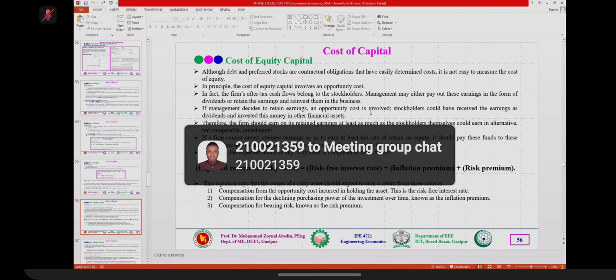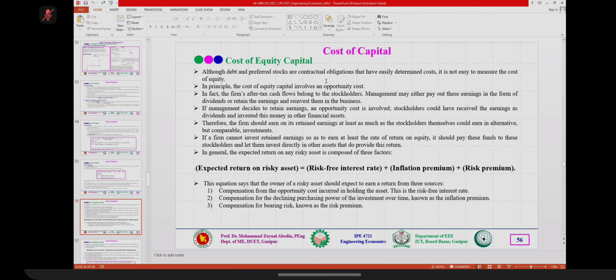Another term is the cost of equity capital. Although debt and preferred stock are contractual obligations that have easily determined cost, it is not easy to measure the cost of equity. In principle, the cost of equity capital involves an opportunity cost. As it is a capital, so it is an opportunity. In fact, the firm's after-tax cash flows belong to the stakeholders. Management may either pay out these earnings in the form of dividends or retain the earnings and reinvest them in the business.